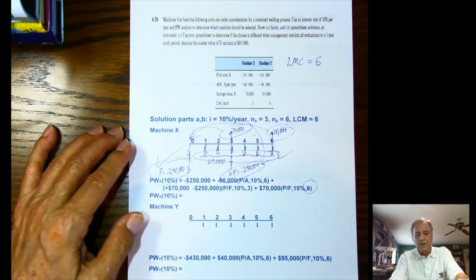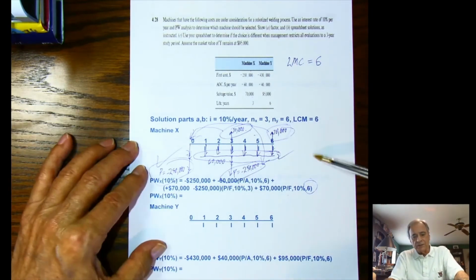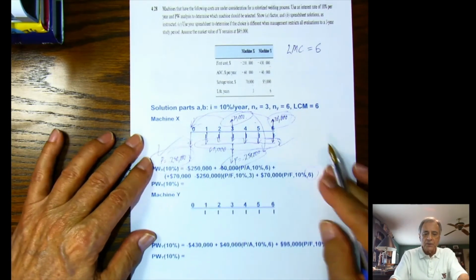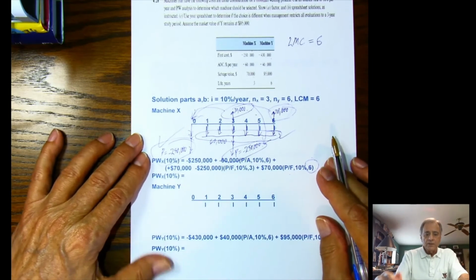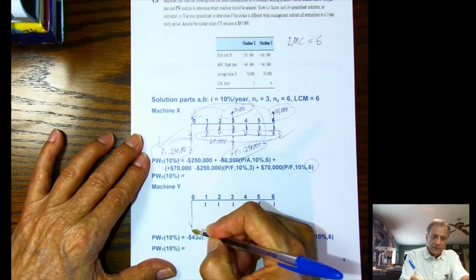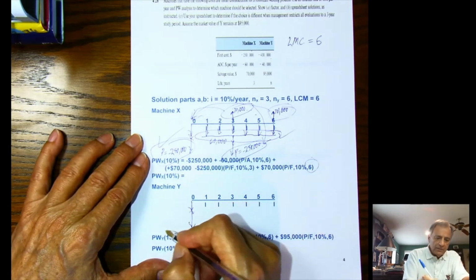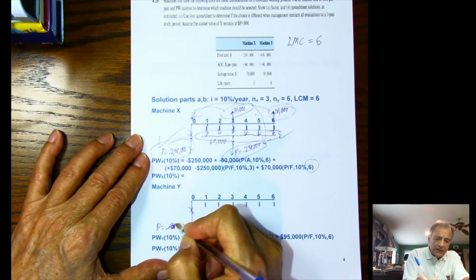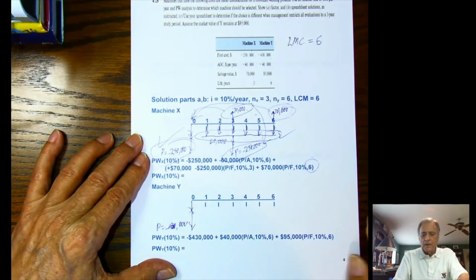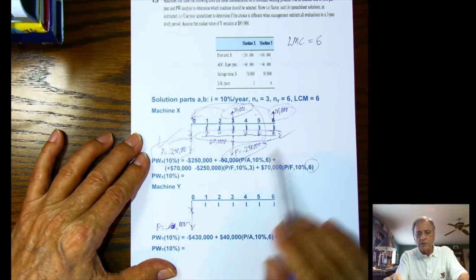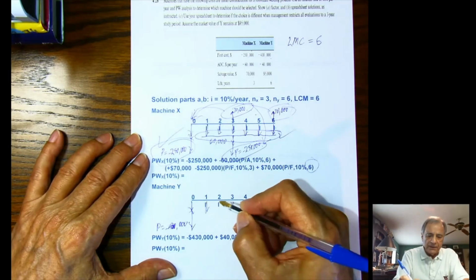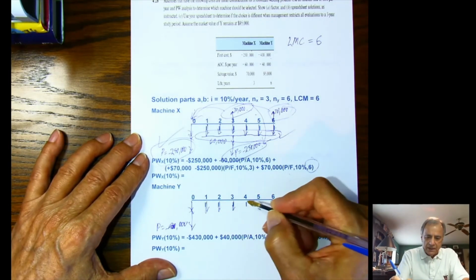So that is the cash flow and the equation to get the present value of that cash flow for machine X. Machine Y is only 1 cycle, so it's a little bit easier. The first cost is minus 430,000. So I'll put my minus 430,000 here at time 0. And then it costs $40,000 a year to operate it. So you have a $40,000 series of 6 years.